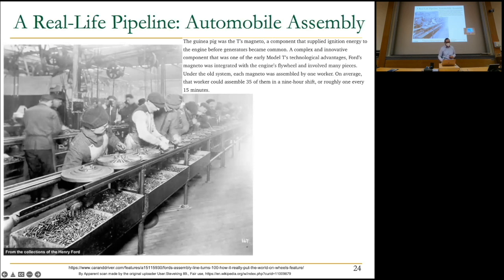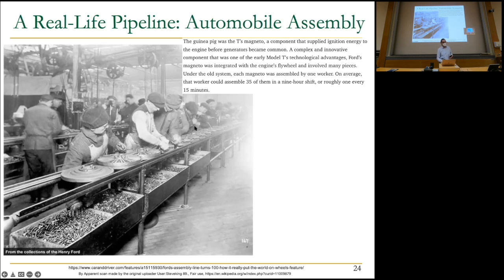And the guinea pig was this part, this component in the pipeline called magneto. It basically supplies ignition energy to the engine before generators became common. And you can read this. I'll read this actually. It was a complex and innovative component that was one of the early Ford Model T's technological advantages. And this was integrated into the engine's flywheel, and it involved many pieces. And you can see that those many pieces are being assembled by people in an assembly line, a pipeline over here.